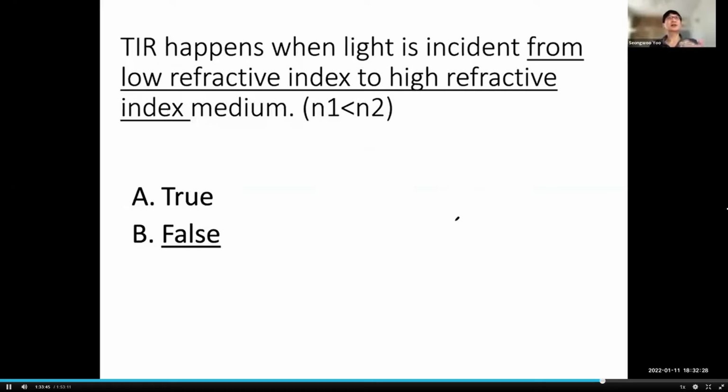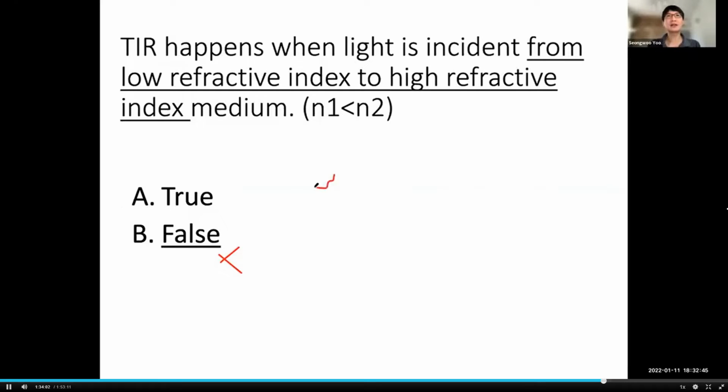So, TIR happens when the light is incident from the high index to the low index, which is the first. You cannot actually make total internal reflection with the other condition. We can understand this with the critical angle condition.